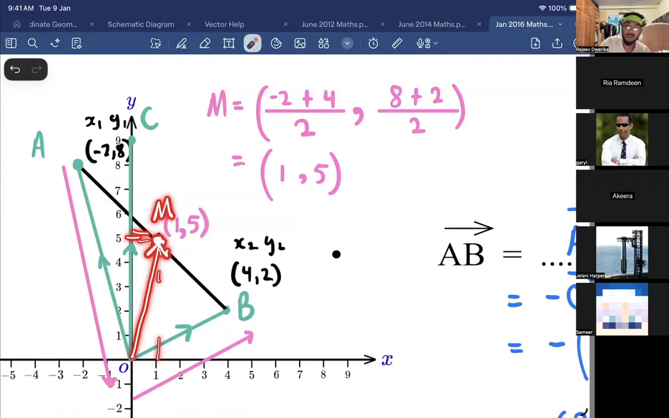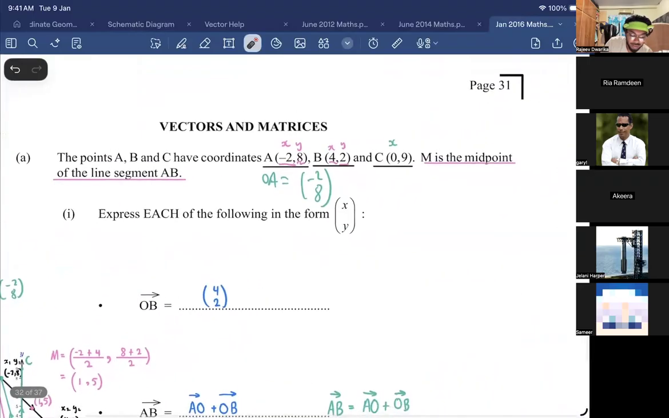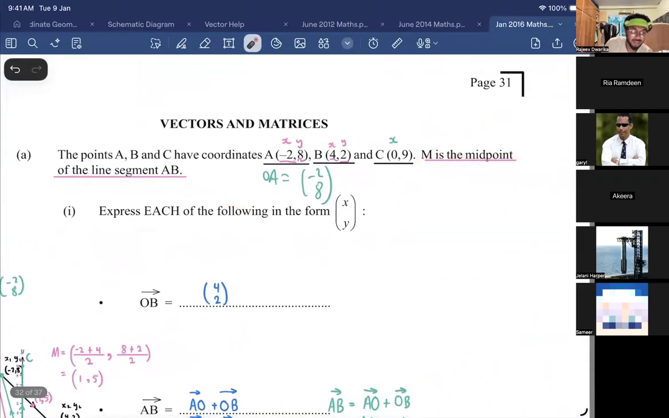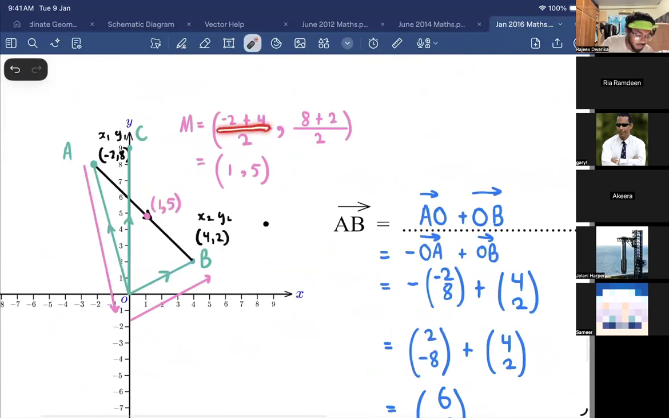Yes, sir. Let me run that back one more time, just to make sure we're locked in. They told me that M is the midpoint of the line segment AB. If it's the midpoint of the line segment AB, then I need to find the midpoint using what two points? A and B, because A and B are the endpoints. So I'm gonna add the x values, divide that by 2, add the y values, and divide that by 2. So the midpoint is gonna be 1, 5, which is in the middle of AB.